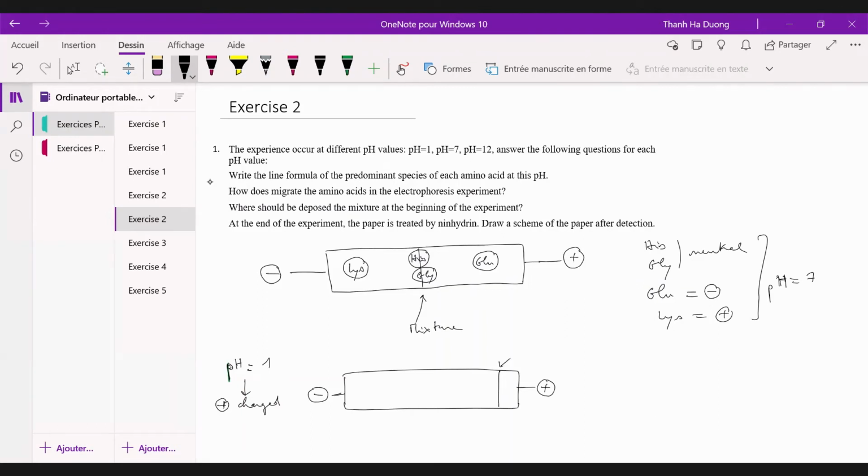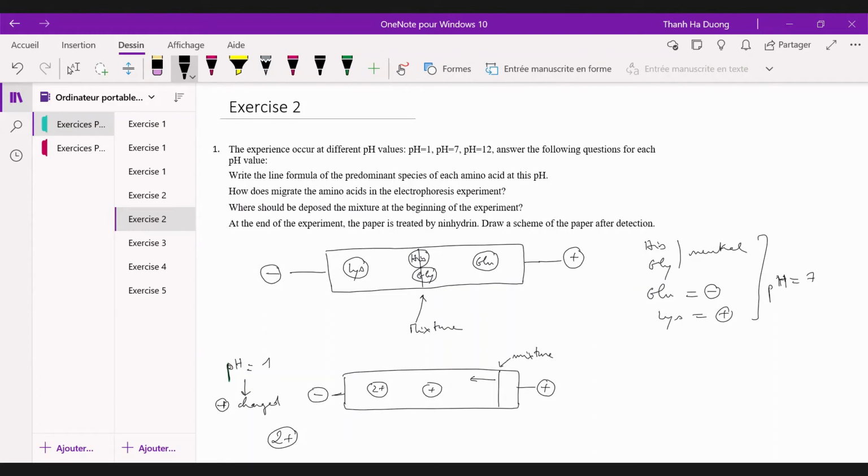So you have to deposit your sample here, and all your proteins will move to the negative electrode. Okay. Yes. And if you have an amino acid with a double positive charge, it will migrate faster than one which has only 1 plus. So you will separate amino acids with different charge.